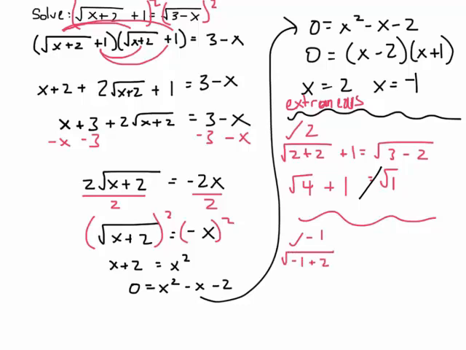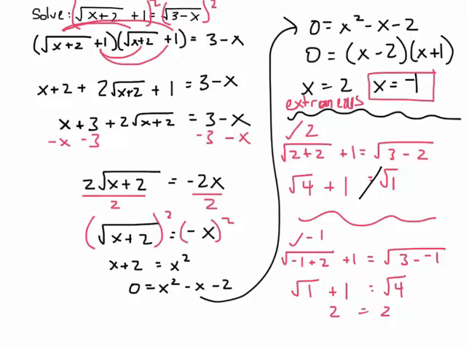Negative 1 plus 2 plus 1 equals the square root of 3 minus negative 1. Okay, negative 1 plus 2 is 1, so this is the square root of 1 plus 1 equals 3 minus negative 1 is the square root of 4. Well, that's 2 equals 2. Negative 1 is my only solution. All right, and that's how we'll solve if we have radicals or two radicals in the same equation.